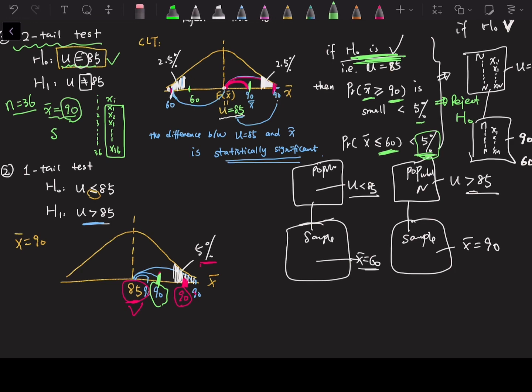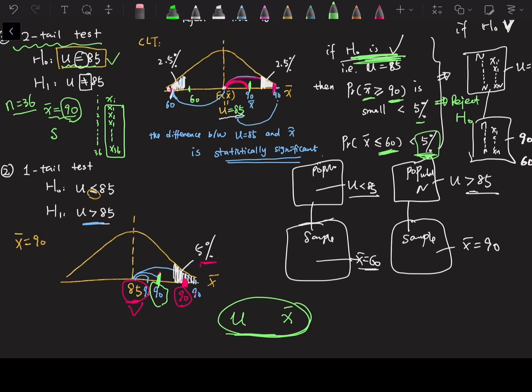The reason that we call it a significance level is because we use it to determine whether the difference between the hypothesized population mean and the sample mean is statistically significant. Again, the reason that we call alpha the significance level or level of significance is that we use it to determine whether the difference between these two things is statistically significant. Okay, if it is statistically significant, we reject the null hypothesis. If it's not, we fail to reject the null.